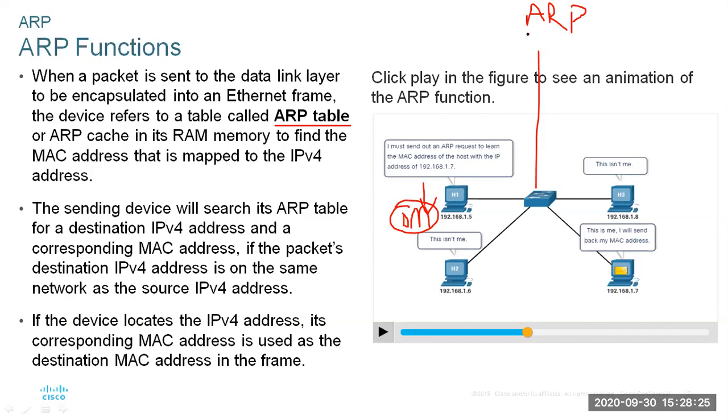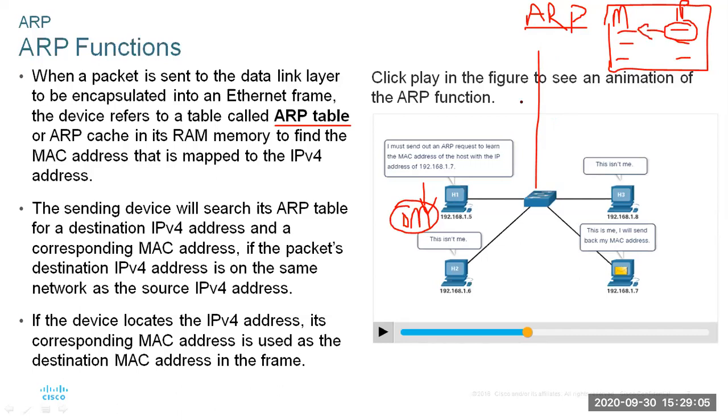Now, this table keeps information. You see, the previous table keeps information of port number and MAC address, but the ARP keeps information of MAC and IP. Yeah? It has the MAC address and then the IP address. So if you can get the IP, then it is easy to get the MAC address.